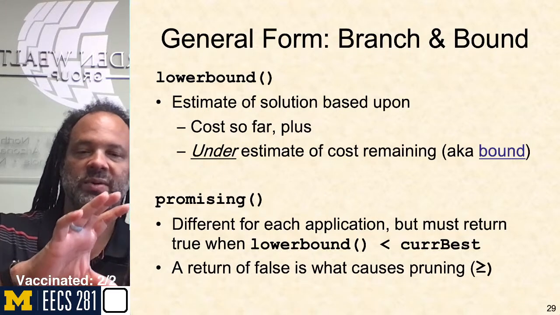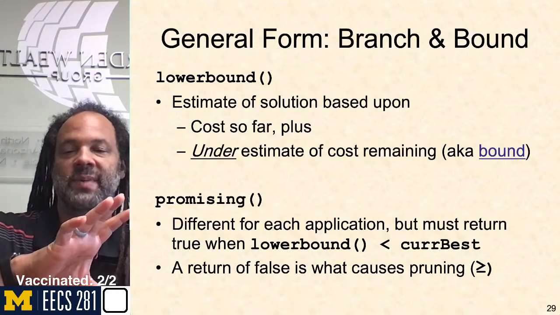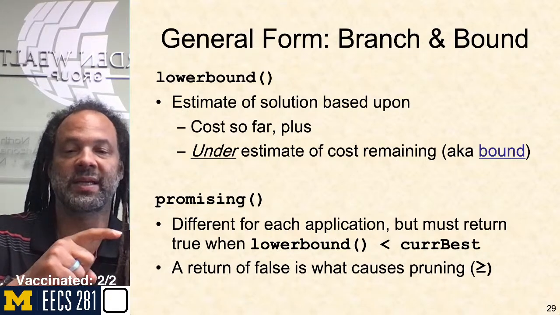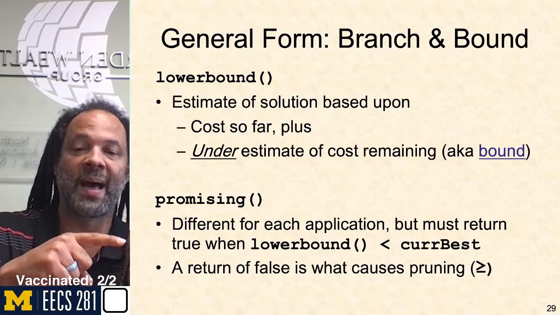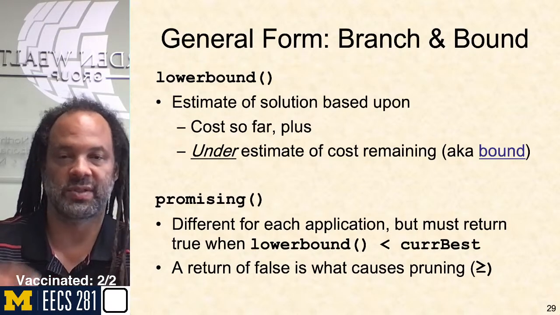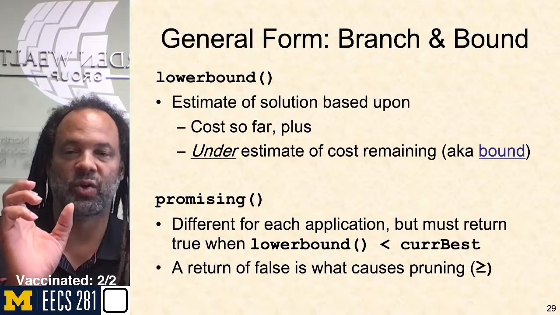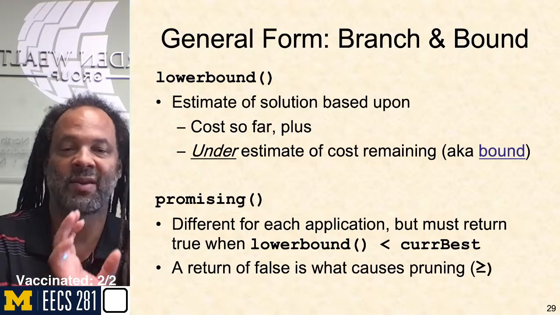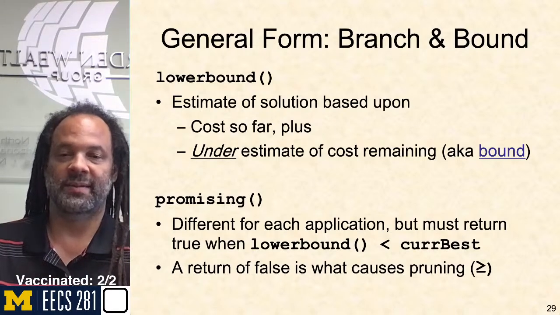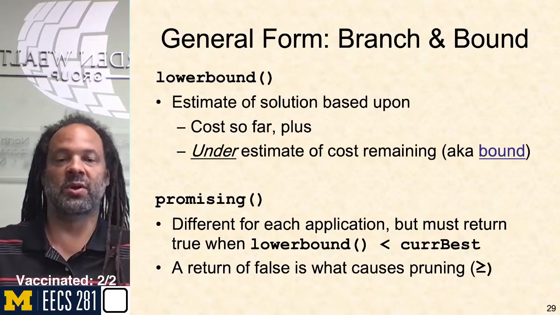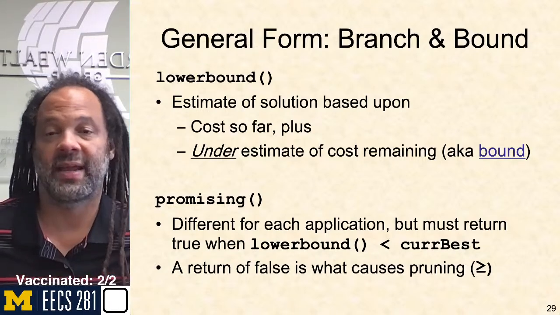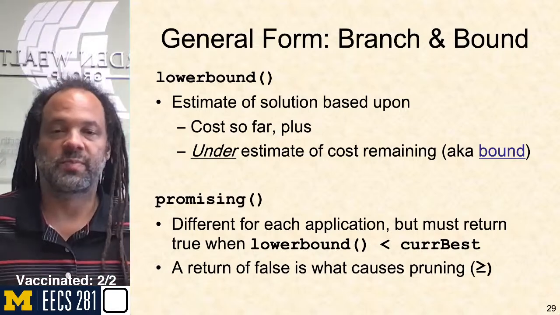Promising here is now different. It's of course different, as it always has been. We have to do the constraint violation thing. But I also have to say promising is going to return true when this lower bound estimate is less than my current best. If the lower bound estimate, which is the combination of what I've got on my partial path plus the underestimate of what I haven't pathed so far, is less than my best, then that's promising. If promising returns false, of course, that's what gets me pruning. And that pruning comes from either violating a constraint or just being too expensive.